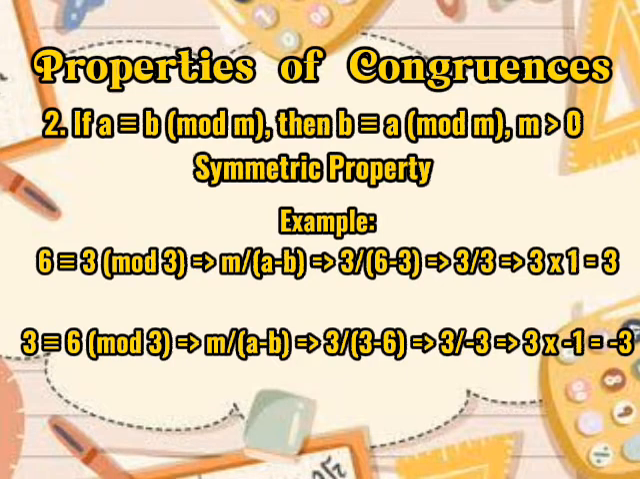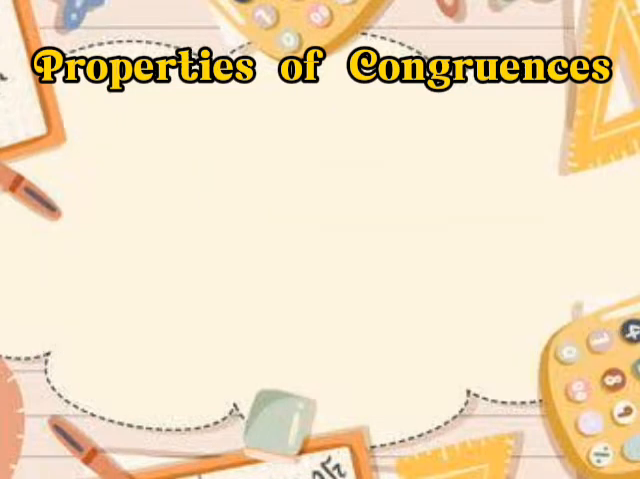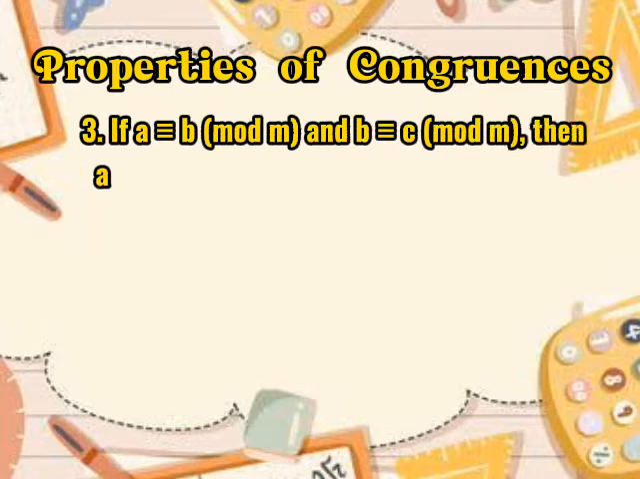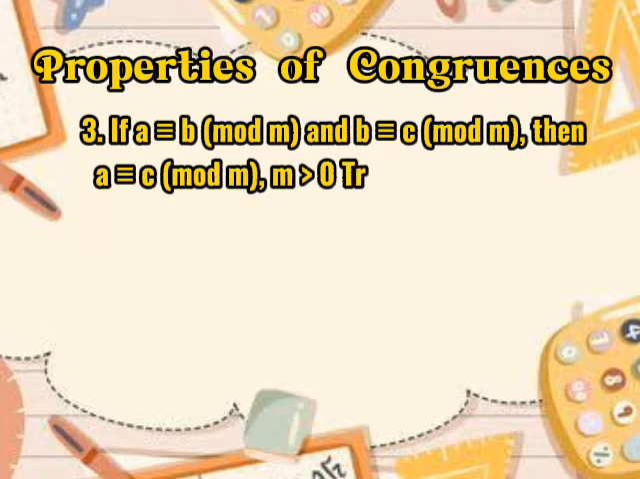M divides A minus B. So 3 divides 3 minus 6, and 3 minus 6 is negative 3. So 3 divides negative 3, and we can find a number that can be multiplied to 3 that is equal to negative 3, and that is negative 1. Property number 3. If A is congruent to B mod M and B is congruent to C modulo M, then A is congruent to C modulo M, where M is greater than 0.